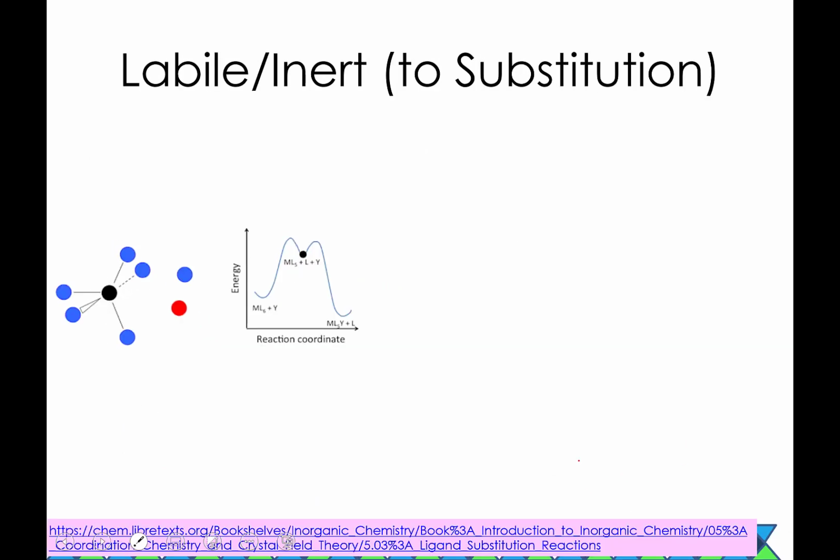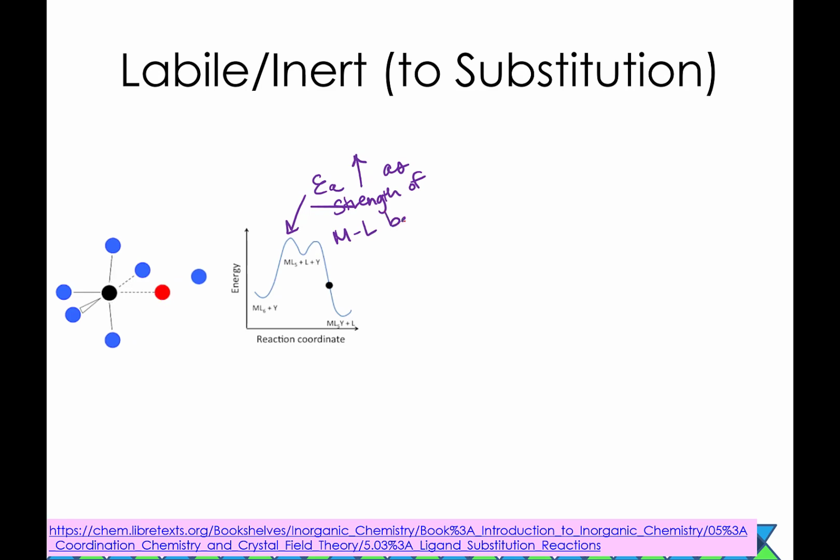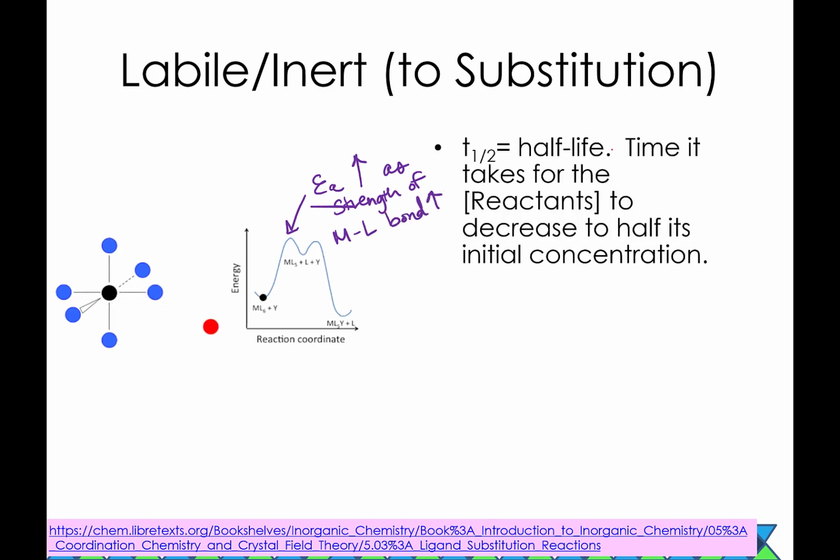Here's a little GIF of a substitution reaction from ChemWiki. What I want you to notice in this animation is that the first step of the reaction is the breaking of the metal ligand bond. Your activation energy is going to increase as the strength of your metal ligand bond increases. We introduced half-life last quarter, but in this context, we're specifically talking about the half-life of a substitution reaction. So it's the time it takes for the reactants to decrease to half of their initial concentration.